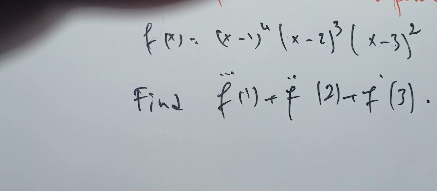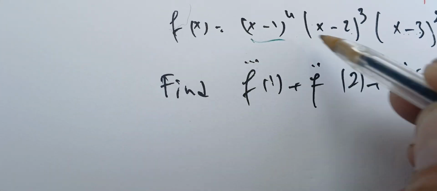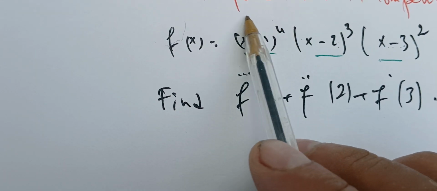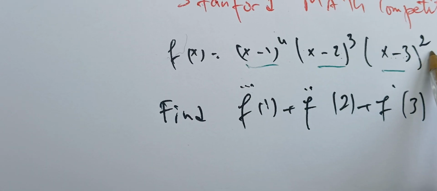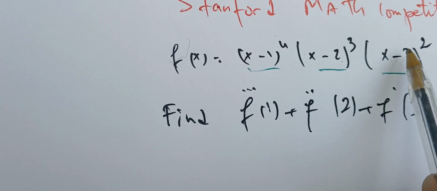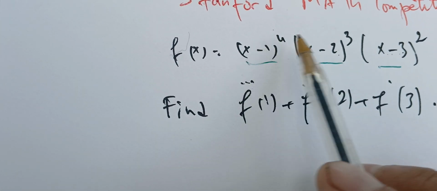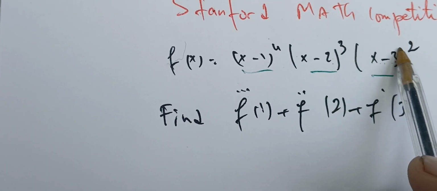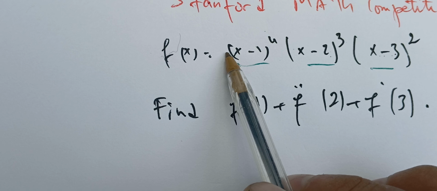So here we have this product of these three functions. When we differentiate f, we're going to differentiate this one and keep these two constant. After that, we're going to differentiate this one in the middle by keeping this one on the left and this one on the right constant. And after that we're going to differentiate this last one by keeping these two constant.